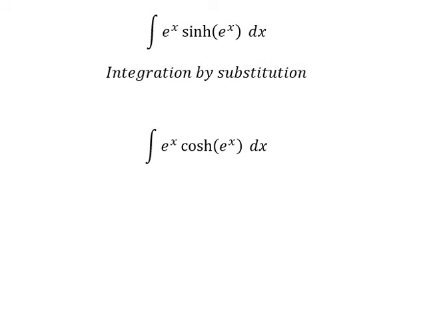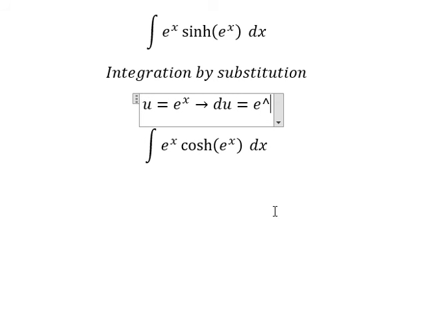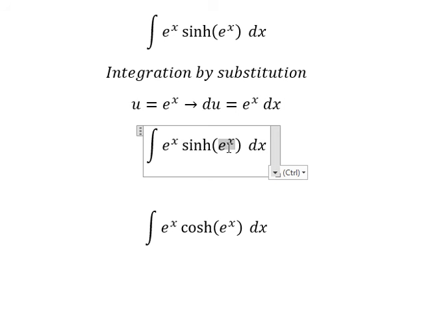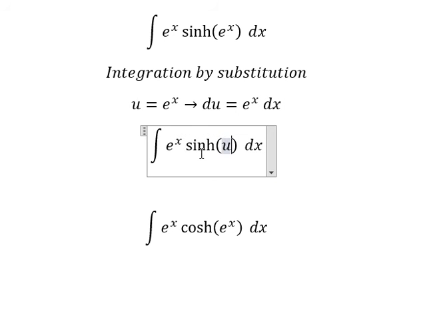So I will put u equals e to the power of s. So if I do the first derivative for both sides, you get du equals e to the power of s ds. So this one, we change e to the power of s ds by du.